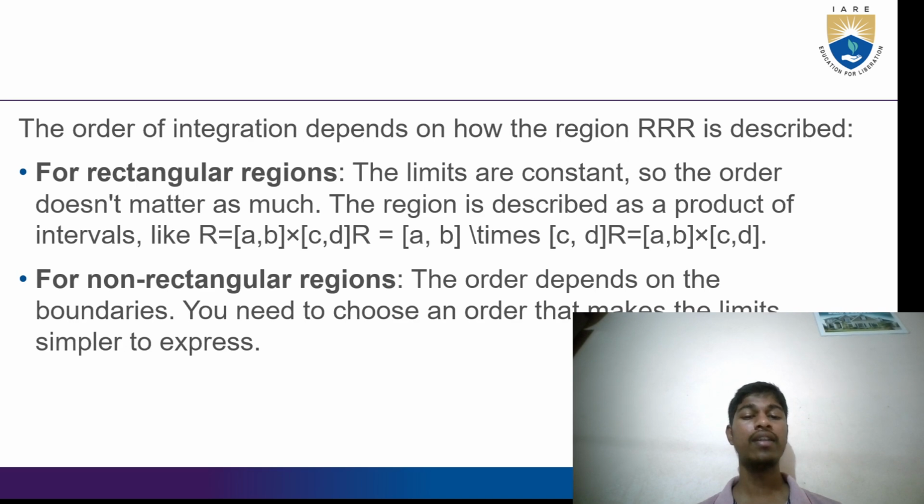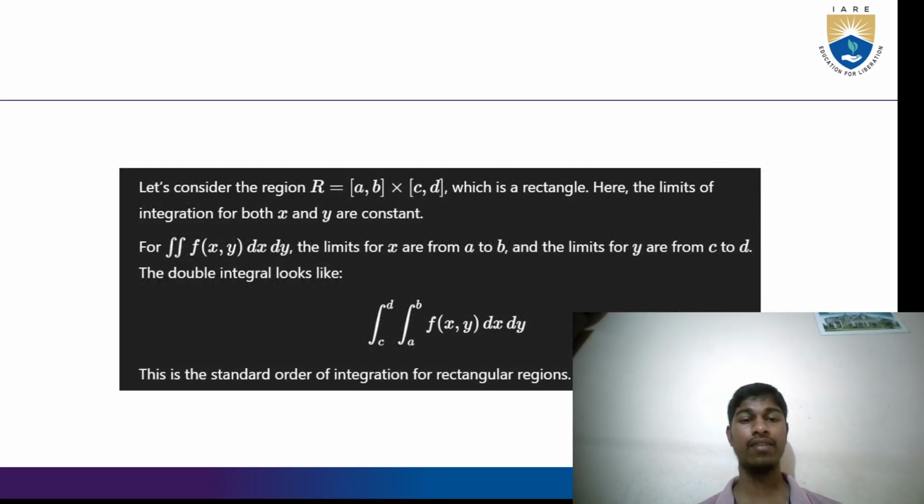For non-rectangular regions, the order depends on the boundaries. You need to choose an order that makes the limits simpler to express. Let's consider that the region R is equal to [a, b] multiplied with [c, d], which is a rectangle, and here the limits of integration of both x and y are constant. The limits of x are from a to b and the limits of y are from c to d. Then the double integral looks like this. This is the standard order of integration for rectangular regions.